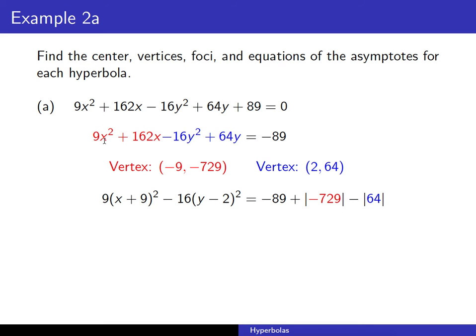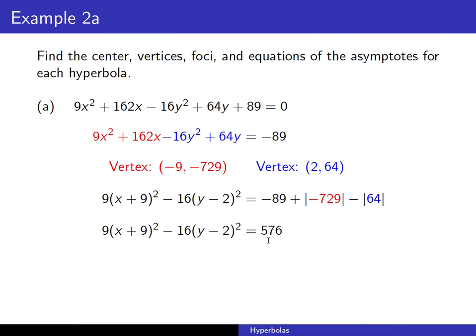So when we write this, we'll copy down this value of 9 in front of the x squared. So we have 9 times x minus a negative 9, which becomes x plus 9 in parentheses squared. Copy this negative 16 in front of the y squared, so negative 16 times y minus 2 in parentheses squared. And then we have our negative 89. We're going to add the absolute value of negative 729, but we're going to subtract the absolute value of 64. So when we combine those like terms on the right-hand side, we get 576.